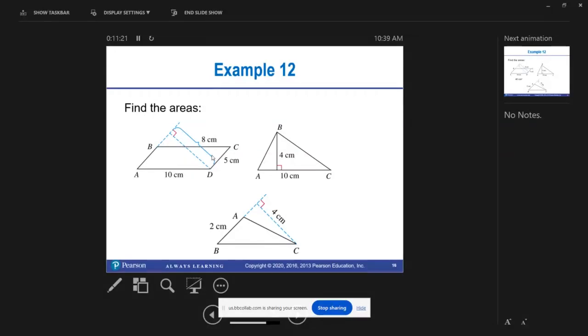Okay, here's a few examples. We want to find the areas of each.